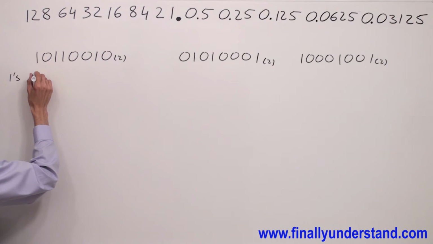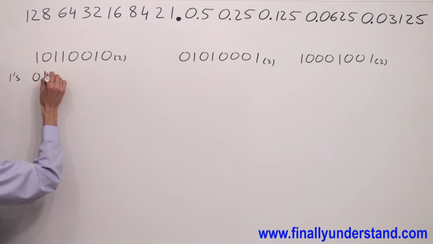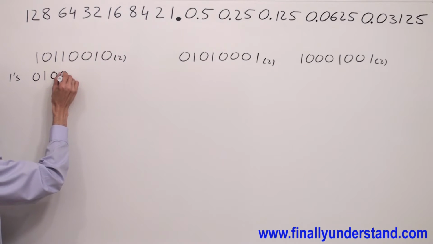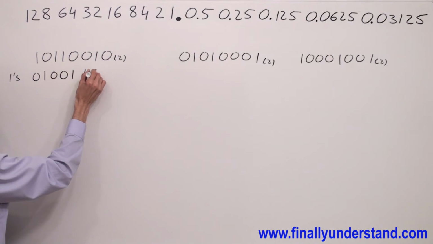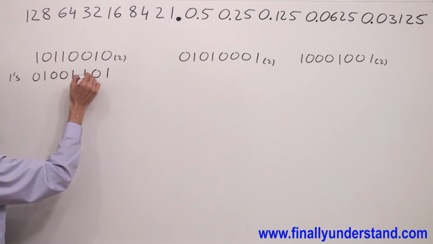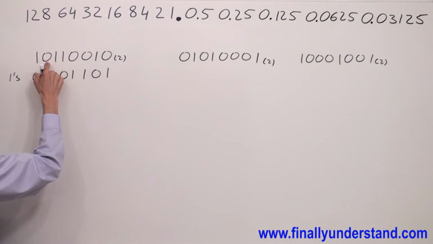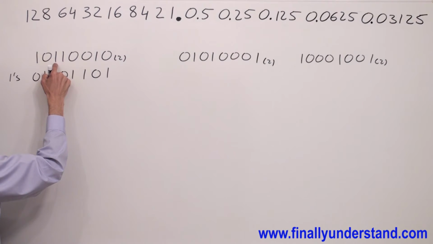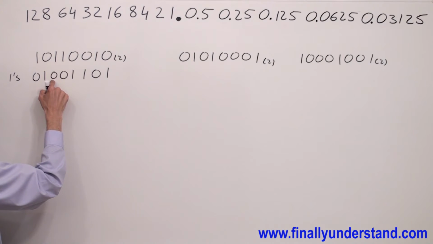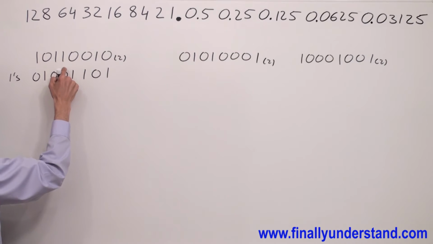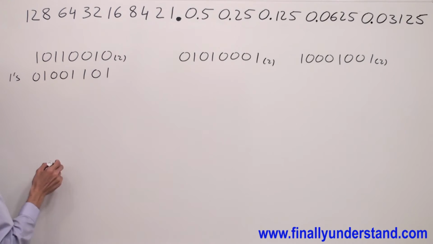So 1 is going to be 0, 1, 0, 0, 1, 1, 0, 1. The complement of 1 is equal to 0, the complement of 0 is equal to 1. 1 is going to be converted to 0, 1 to 0, 0 to 1, and so on. This is my first complement, or 1's complement.